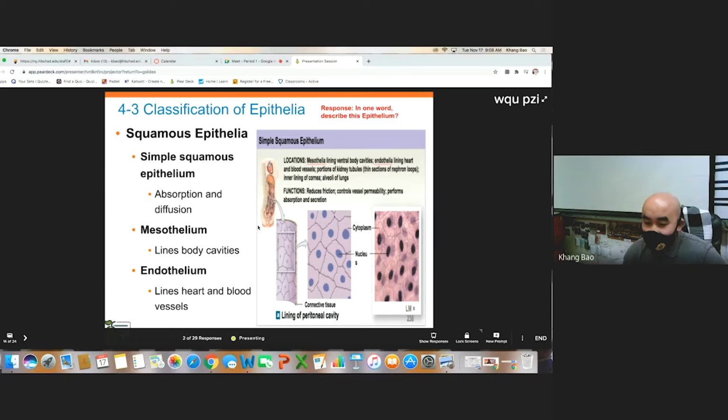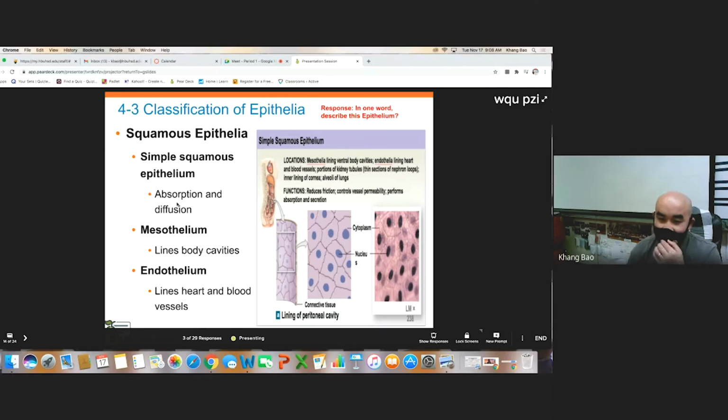I'm gonna go over this quick. The first is squamous epithelia. Again, squamous means flat. You have two types: simple, which means just one layer, or stratified, which means multiple layers.